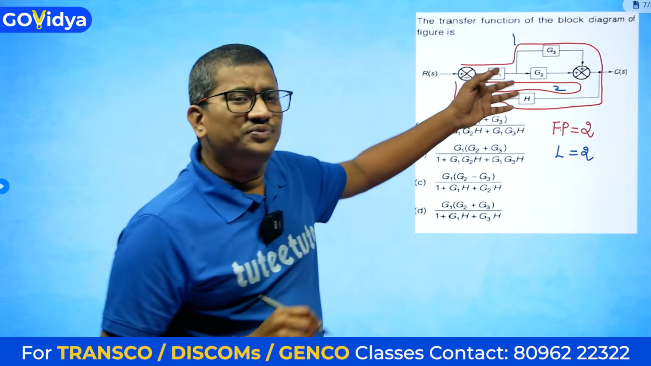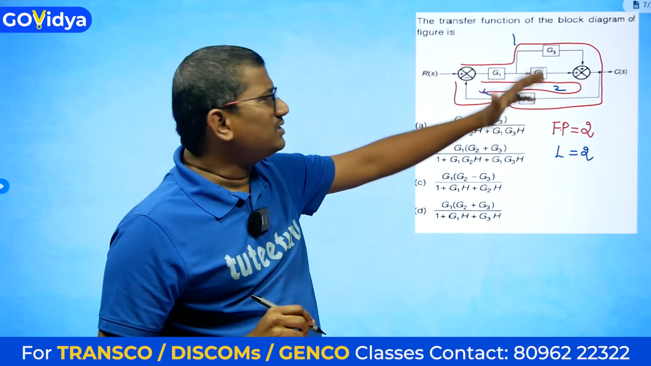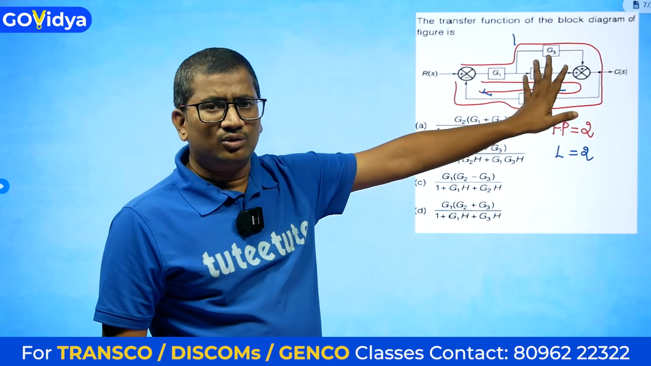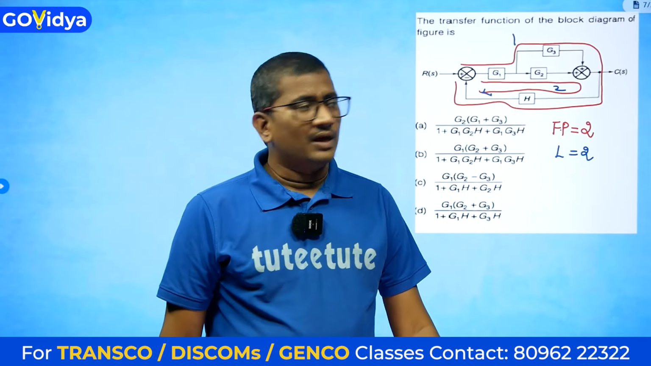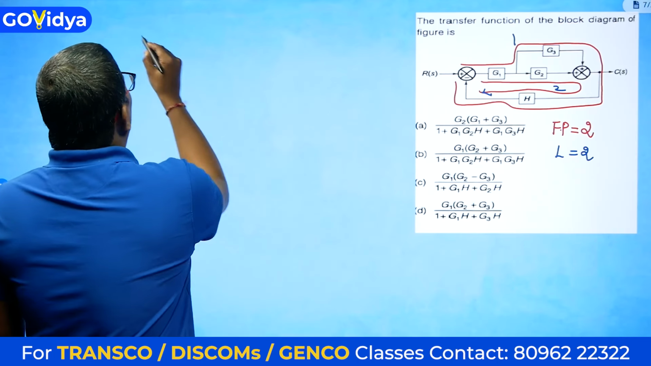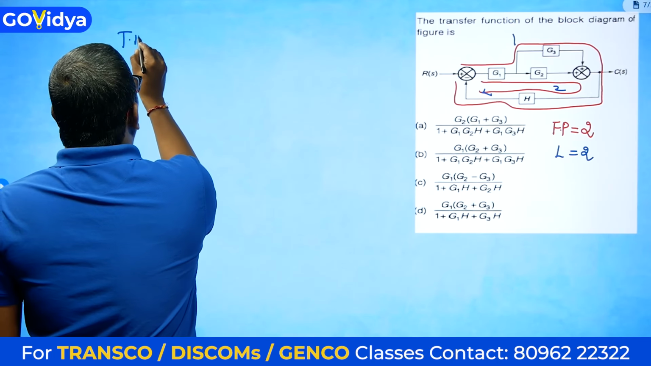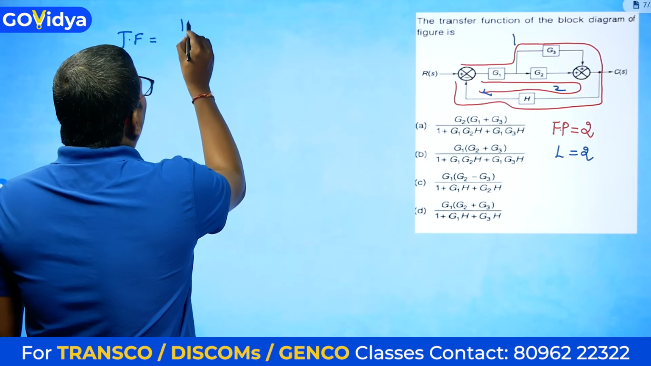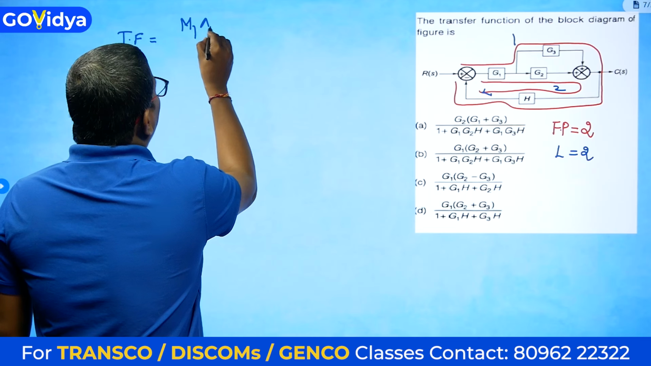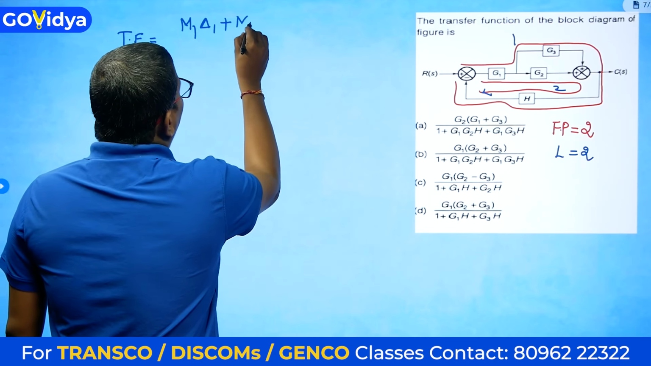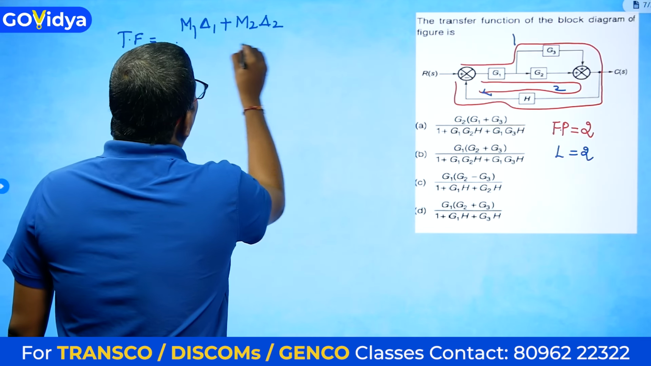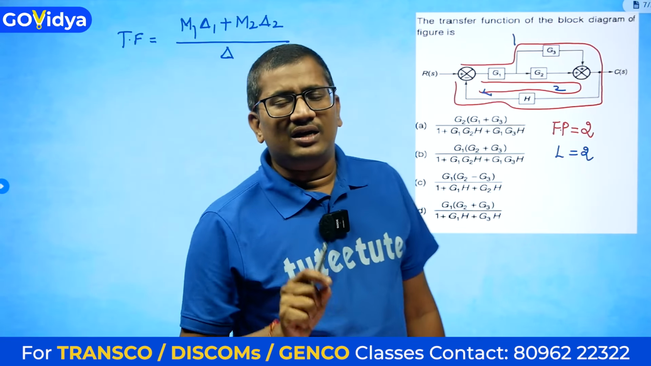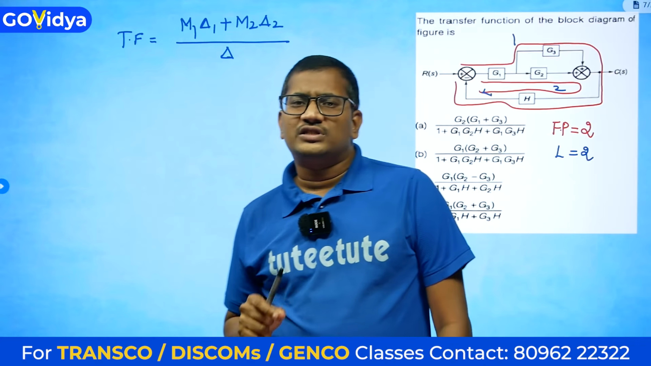Tell me, are these 2 loops touching loops or non-touching loops? Obviously these are touching loops. So there is no concept of non-touching loops in this particular block diagram. So how to solve this question? We know that from the signal flow graph, the transfer function is defined as M1 delta 1 plus M2 delta 2, whole divided by delta, because there are 2 forward paths. But as I mentioned, the delta 1, delta 2 calculation is more important when we go for the signal flow graph.